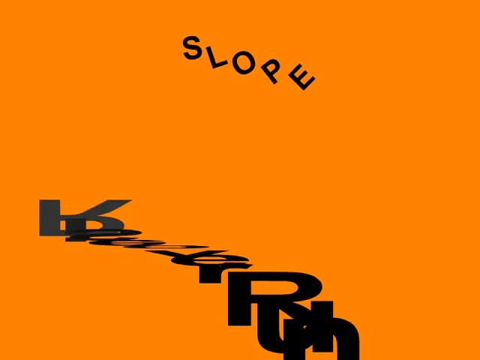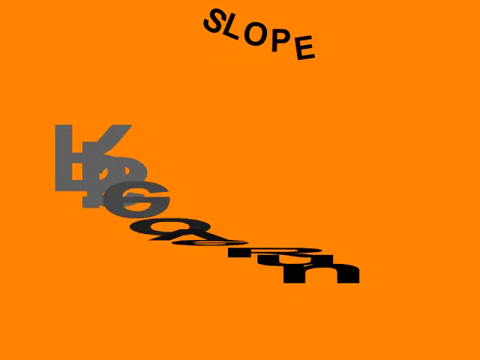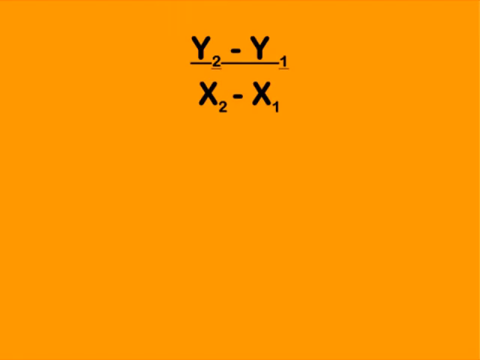Slope problems are really pretty easy if you remember that slope is just rise over run. The distance a line goes up divided by the distance the line goes across. So what we're talking about is the difference in the y coordinates divided by the difference in the x coordinates, or the change in y divided by the change in x. Let's look at an example.